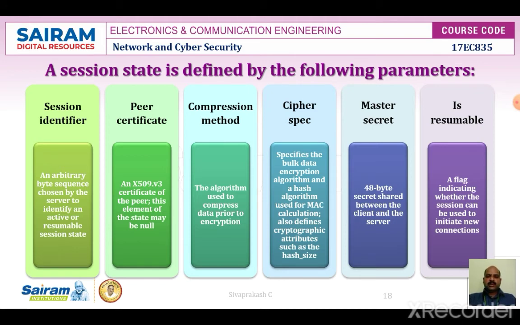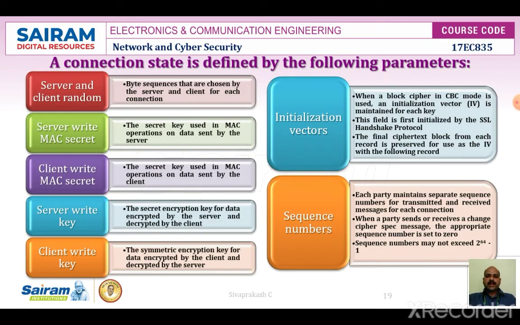Let me discuss how the connection state is defined by parameters. A connection state is also defined with different states. Let's discuss the connection state. The first one, server and client random, which are byte sequences chosen by the server and client for each connection. Second one, server write MAC secret, which provides the secret key used in MAC operations on data sent by the server.